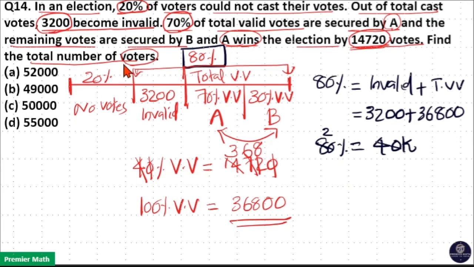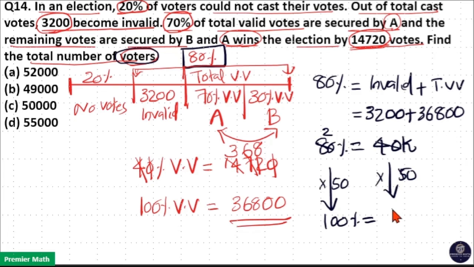Here total number of voters is 100%. Total number of voters is 80% plus 20%. So we need to find what is 100%. 2% into 50 is 100%, which is equal to 1k into 50, which is 50,000. So 100% is 50k, means total number of voters is 50,000. So option C is your answer.